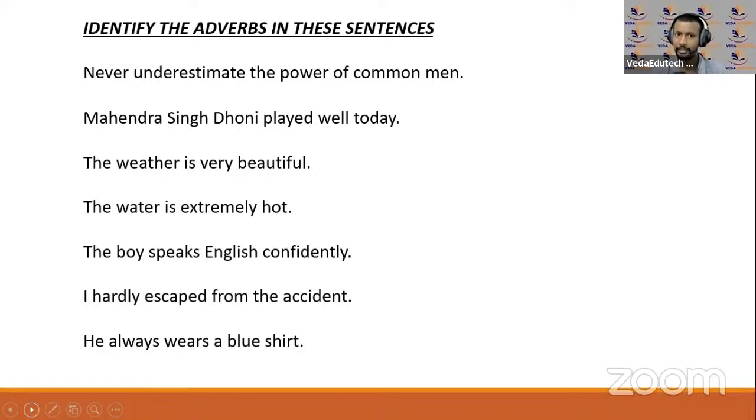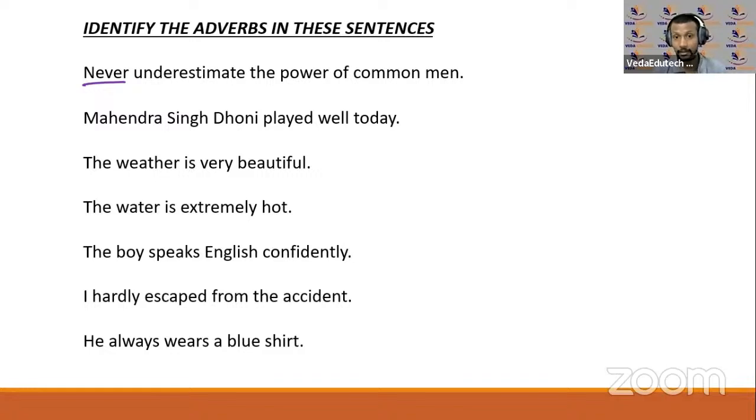So first one over here, never underestimate the power of a common man, right? यहाँ पे देखिएगा. Underestimate मतलब कम मत समझिएगा. Never किसी भी common आदमी की ताकत को कभी कम मत समझिएगा. That is the little meaning of the sentence there. Okay, now never, very good. Never will be the adverb for underestimate there. Underestimate कम नहीं सोचना चाहिए, right? Yes, never is a word there. That is an adverb.